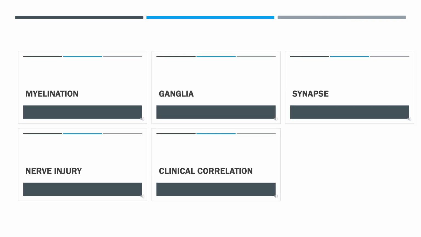Today we are going to learn the topic under the following headings. We are going to learn about myelination. Last time we just learned the function of the myelin sheath. Today we are going to learn how this myelin sheath is formed. Then we learn about ganglia. Then we learn about synapse, a few things about nerve injury, and a few clinical correlates.